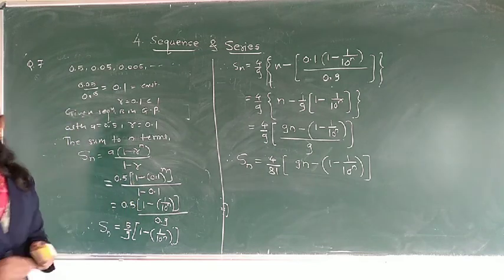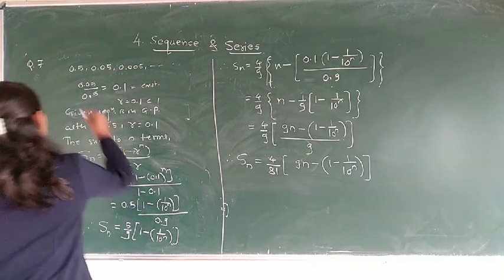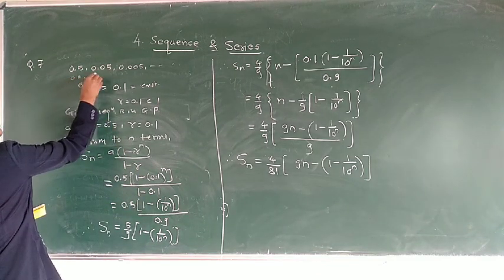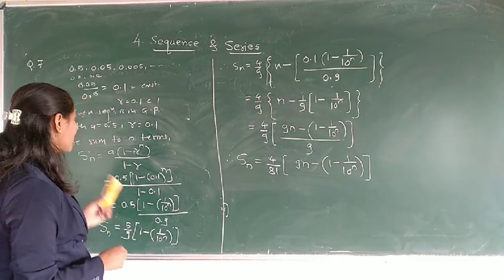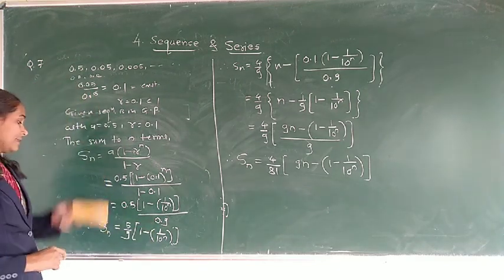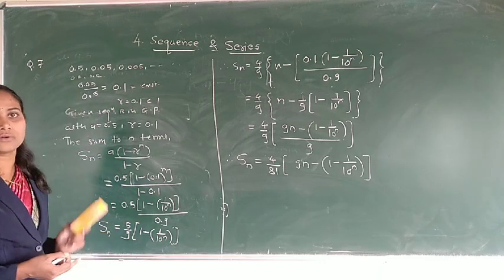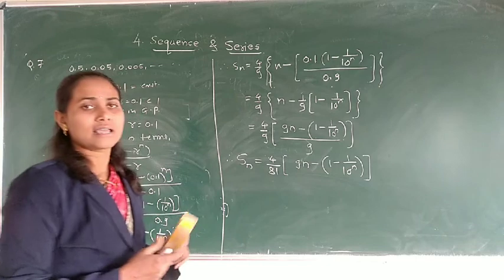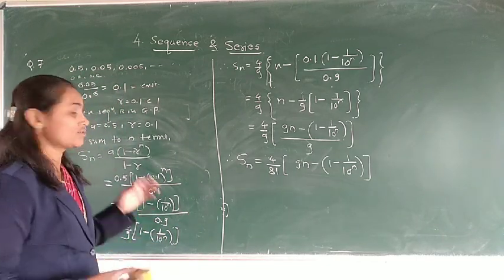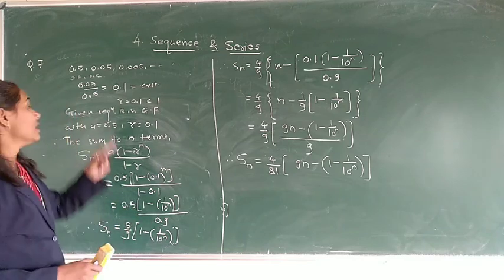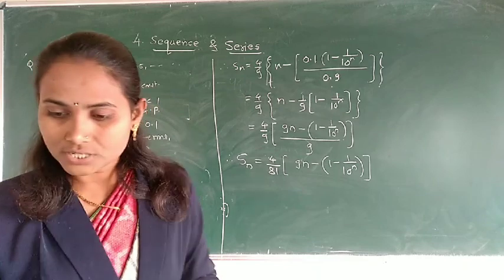The same example applies to the sequence in question number 2, which is 0.2, 0.02 and so on. We should try the second question also. The answer is 2 by 9 in bracket 1 minus 1 upon 10 raised to n, and the method is the same, only the first number is changed here. You should try to solve the second question in question number 6 and question number 7. Now see the next question, question number 8.